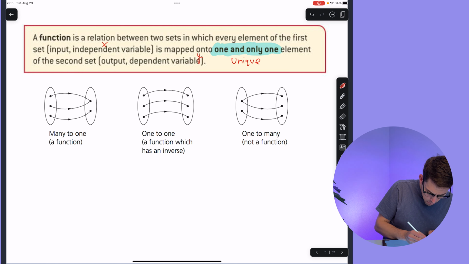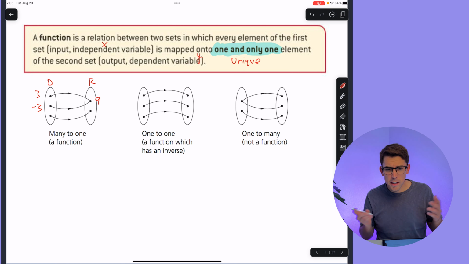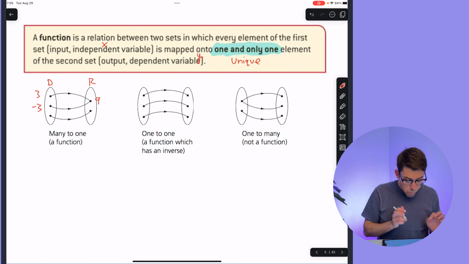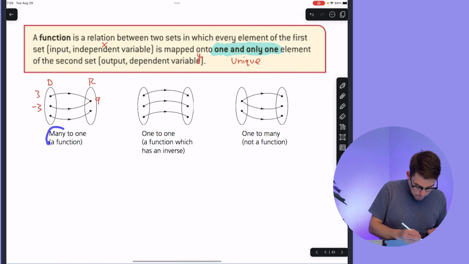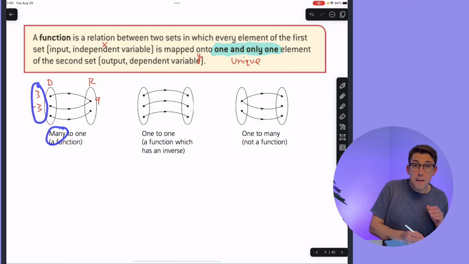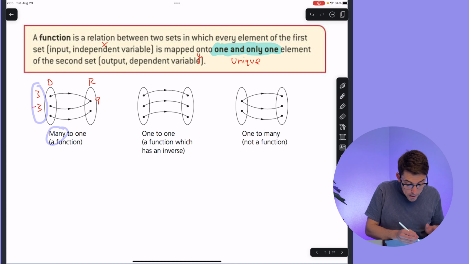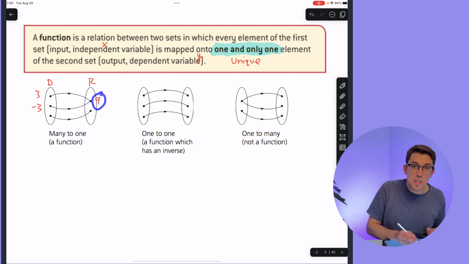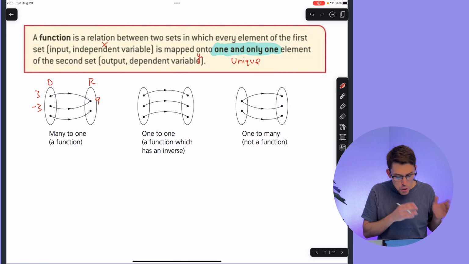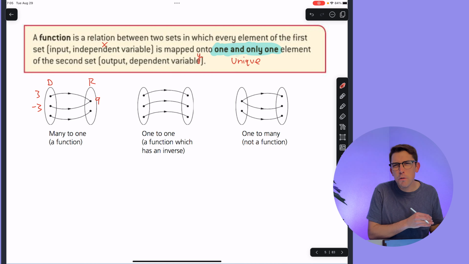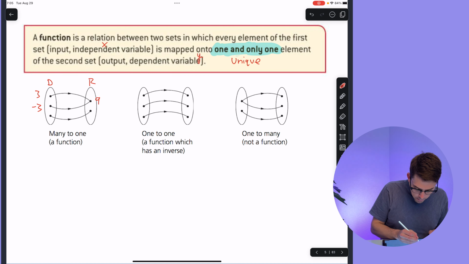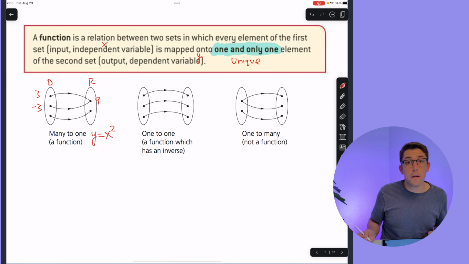So let's say I had 3 and then negative 3, and let's say that mapped to the output of 9. So remember, this is my domain, this is my range, and let's keep it at that. So what many to one means is that I have many, the many corresponds to here. I have 3 and -3 that is mapping to a single value of 9. And so if you think about it, how do I get 3 to 9? And how do I get -3 to 9? All I have to do is square that value.